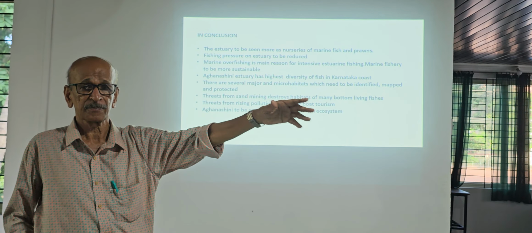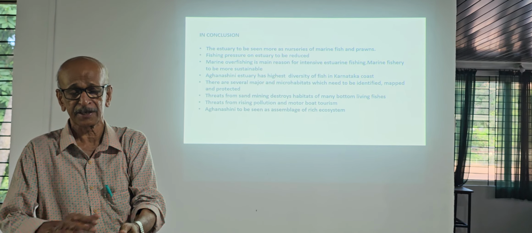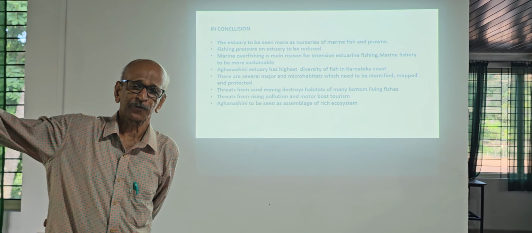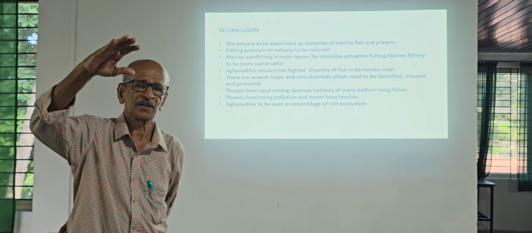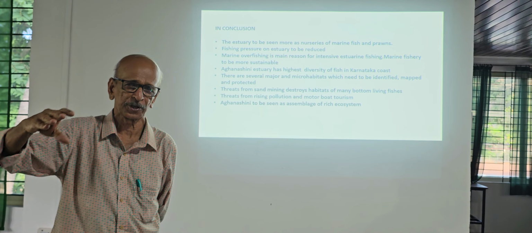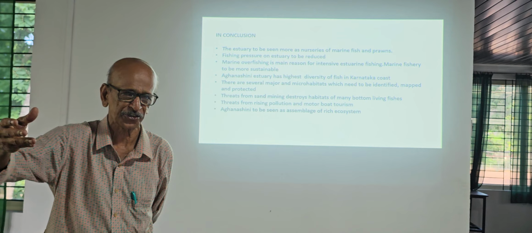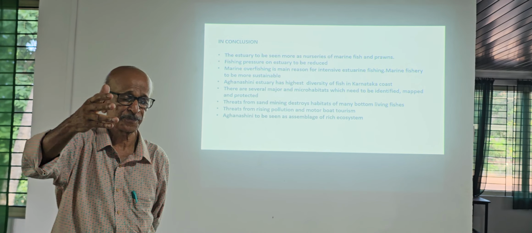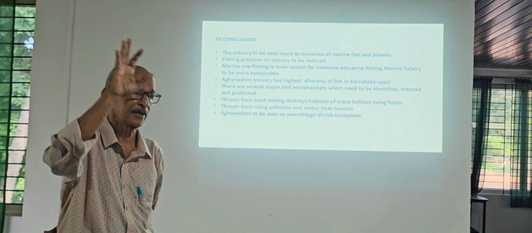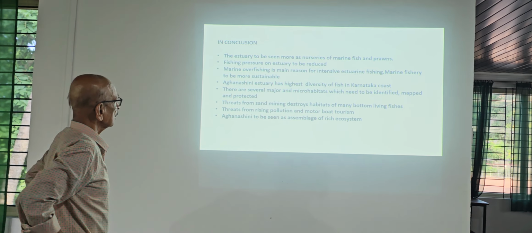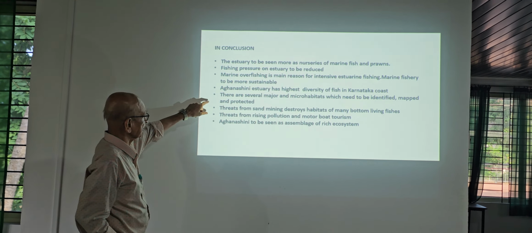Now, in the Karnataka coast, we find that Aghanashini estuary has the highest diversity of fish compared to any other estuary. We have recorded nearly 80 species, but in the rainy season, even freshwater fishes also come when salinity goes very down, even to zero, especially in July, August. And so they also find abundant food and shelter in the estuary.